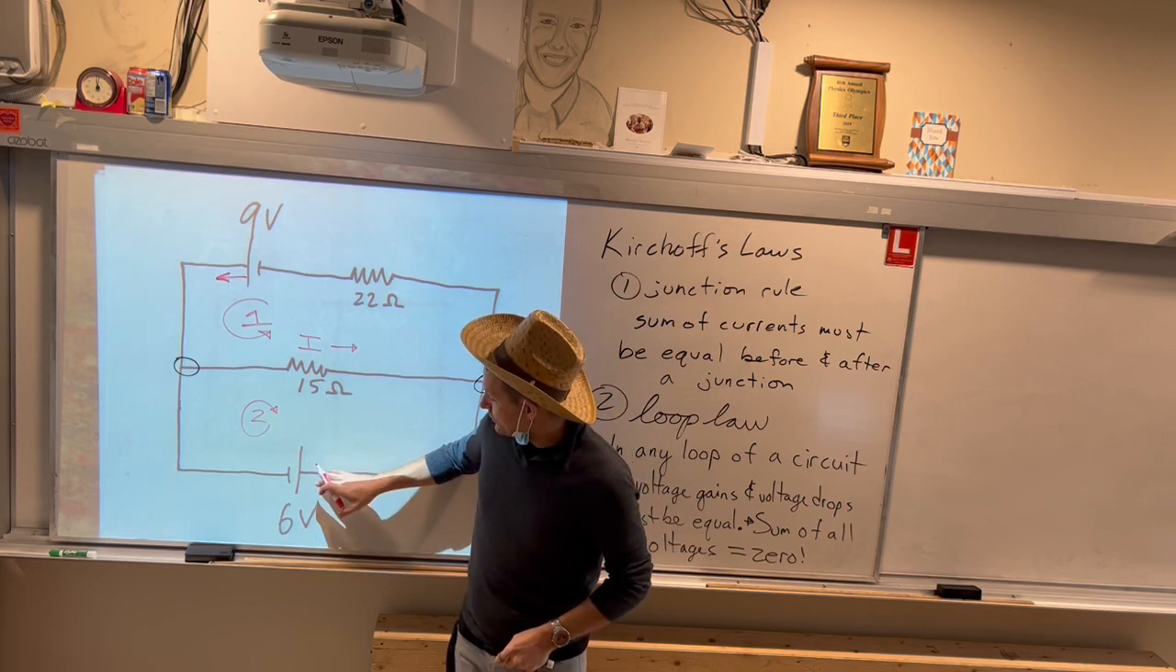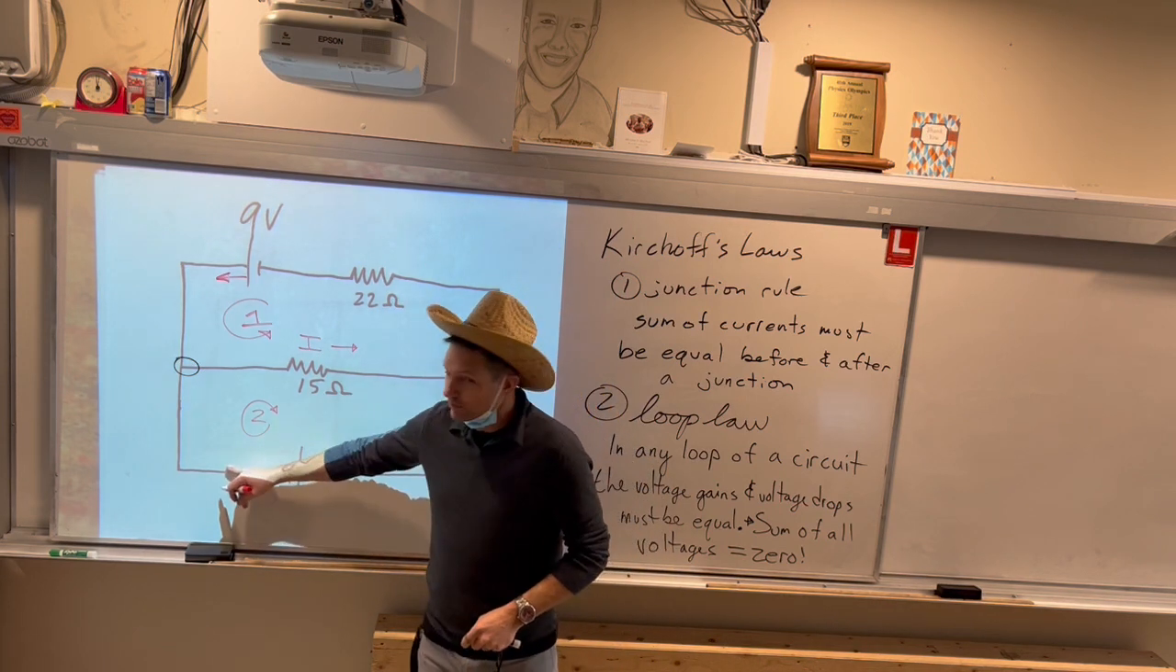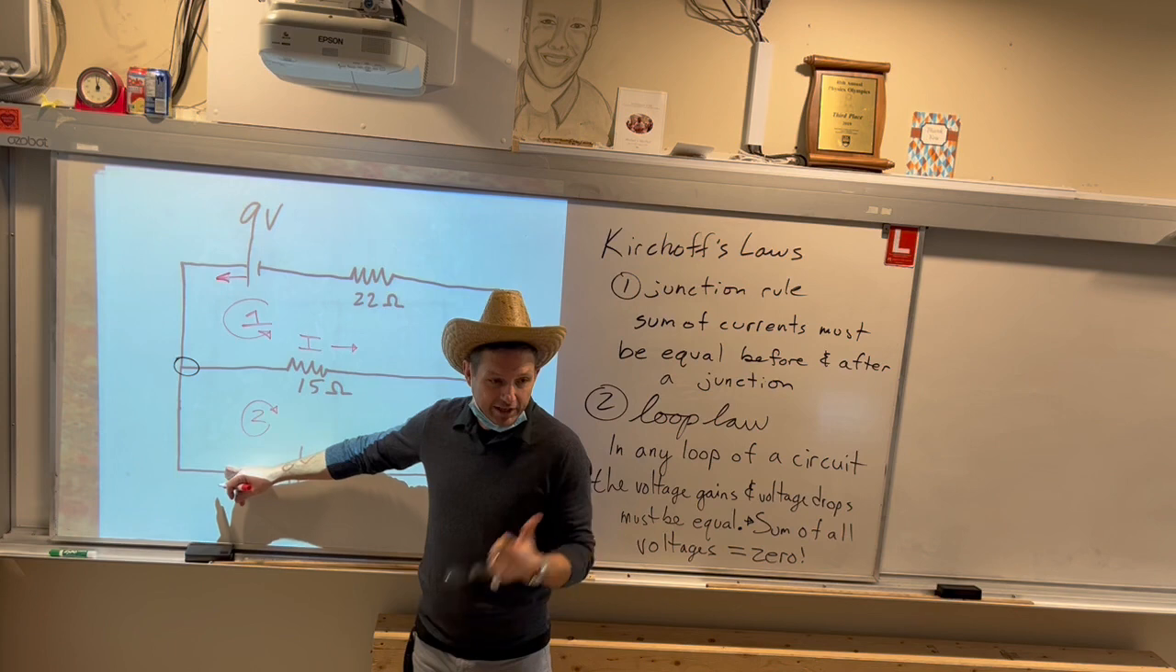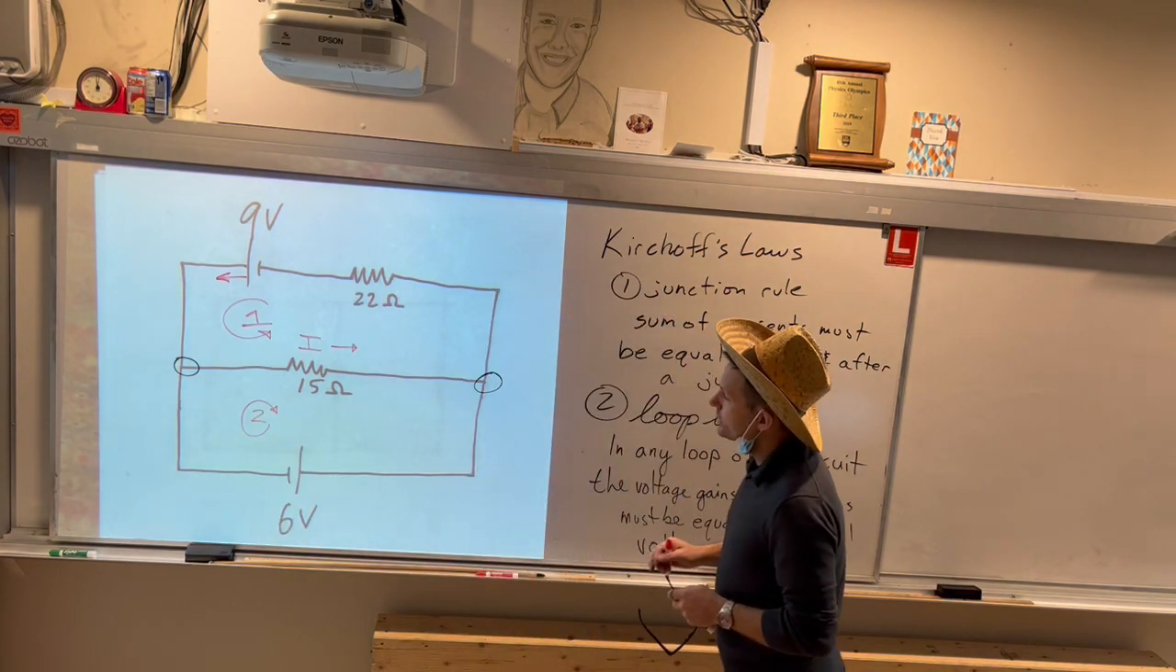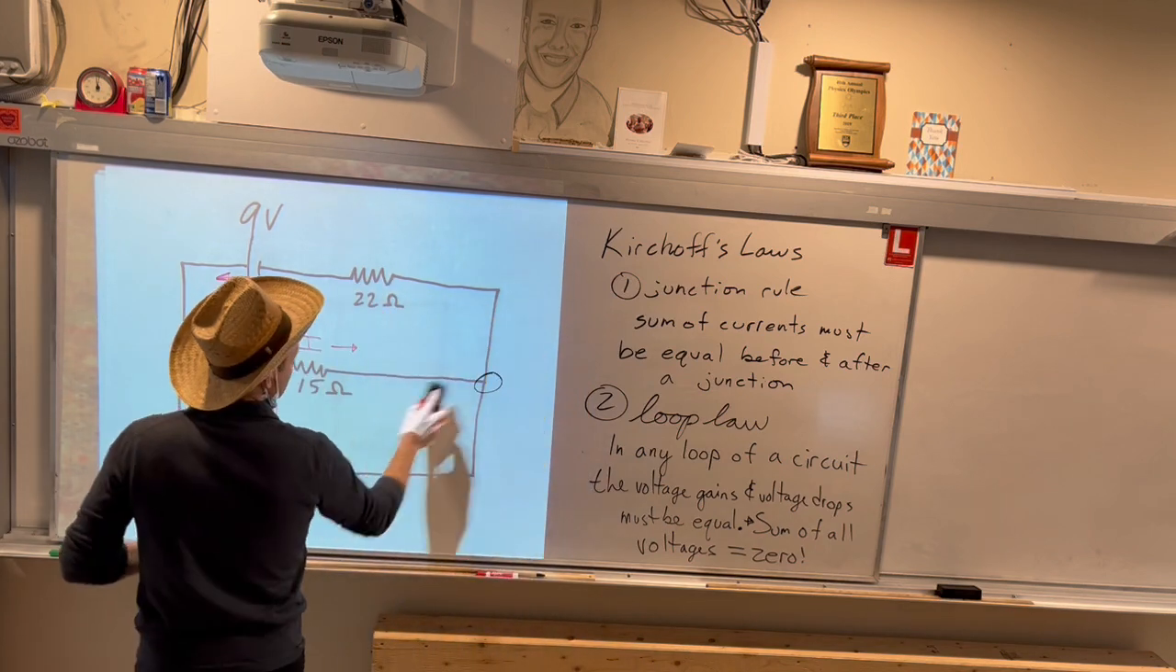So we're gonna say the current through the 6 volt is actually going backwards through the cell. It's fighting to push forward, but the current is going backward. Okay. And we're gonna use one of these junctions now.